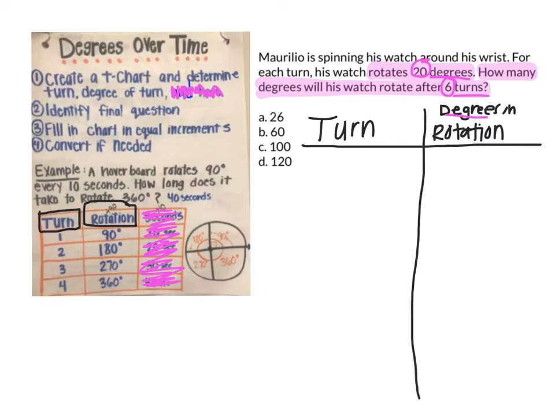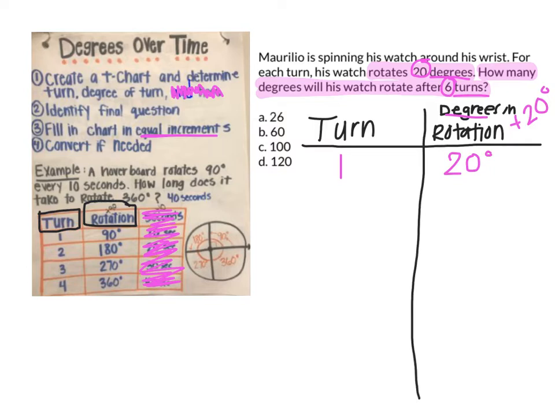All right, our third step is to fill in the chart in equal increments. So for each turn, we're going to be rotating 20 degrees. This 20 degrees tells me what my equal increments are going to be. So for every turn we make, we're going to be adding 20 degrees. Sometimes I like to think of this as skip counting. We're going to be increasing by 20 each time.